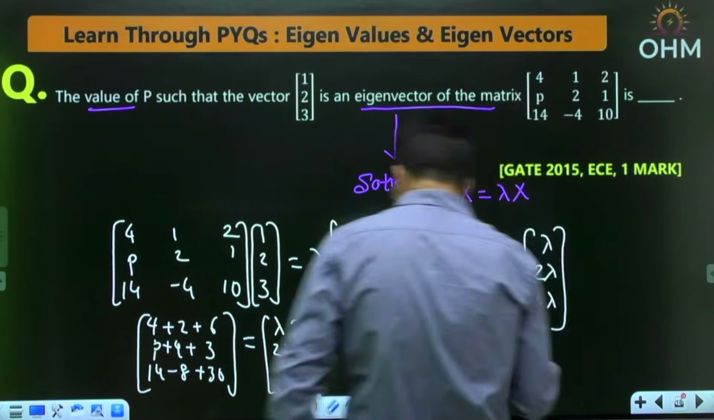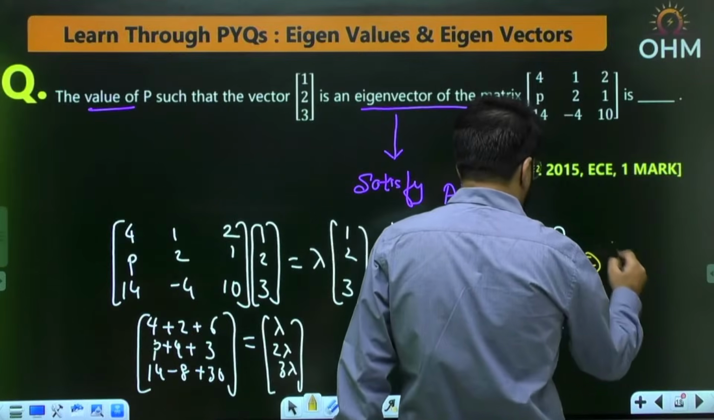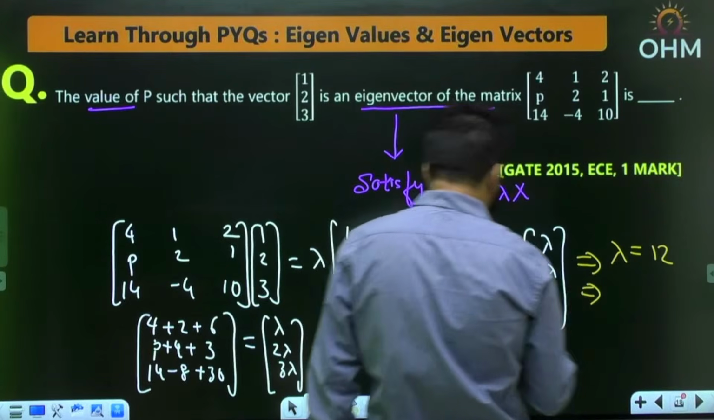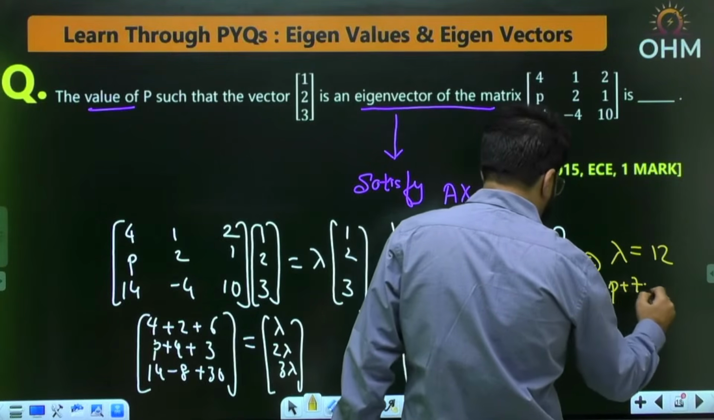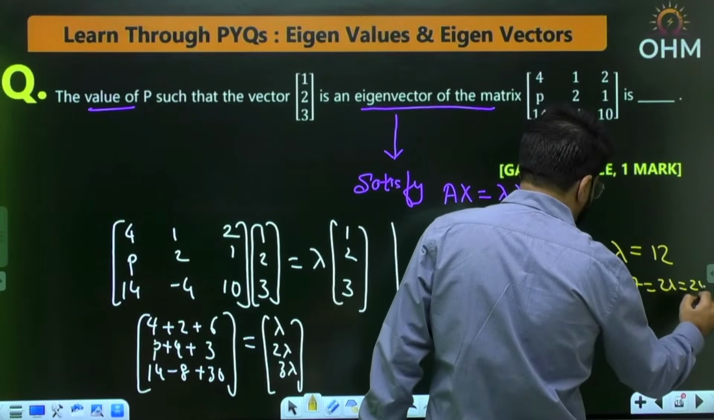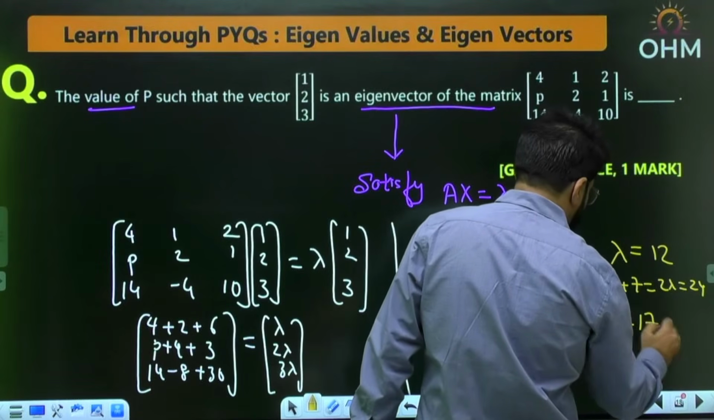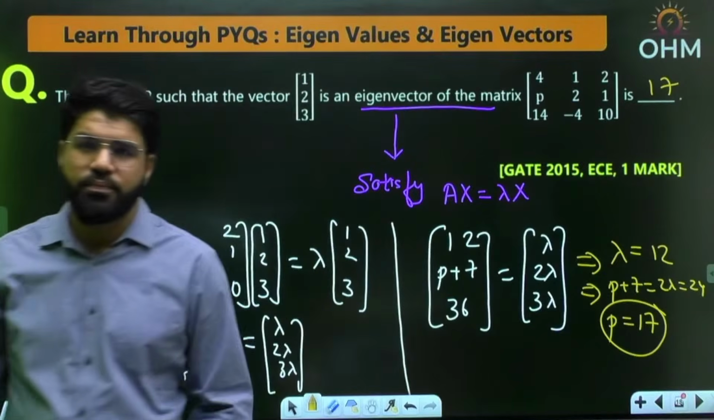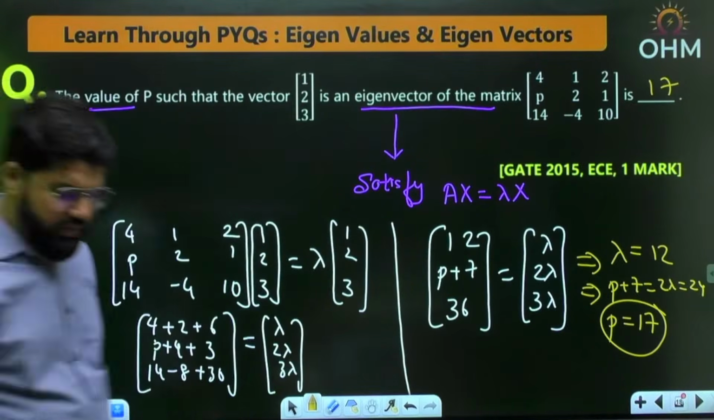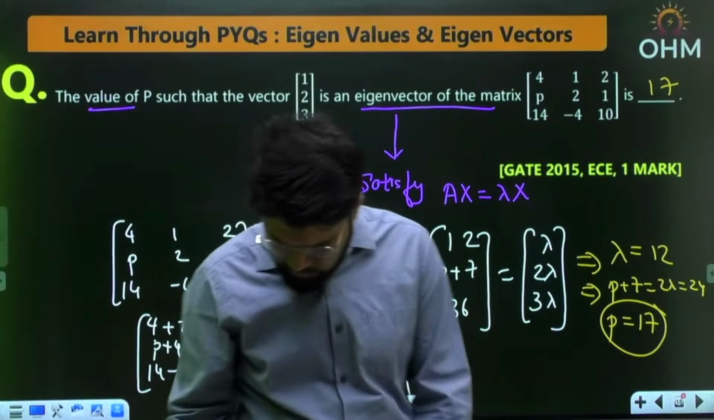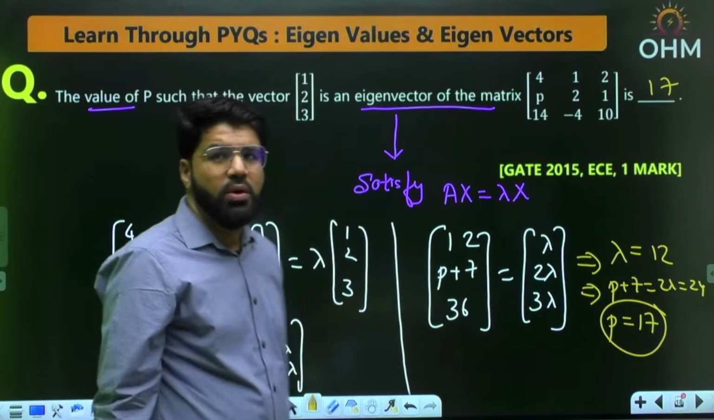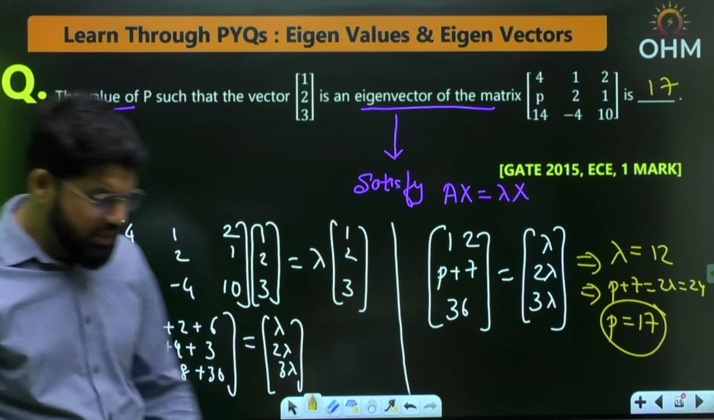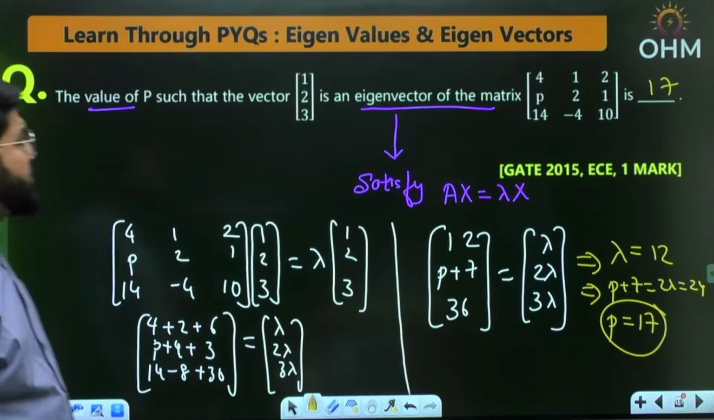The corresponding eigenvalue is also obtained now. So what is lambda? From the first element you can say lambda is 12. And then from the second element, P plus 7 is 2 lambda, which is 24. So what is P? P is 17. Correct. Naresh, just recheck the calculation. It is turning out to be 17.